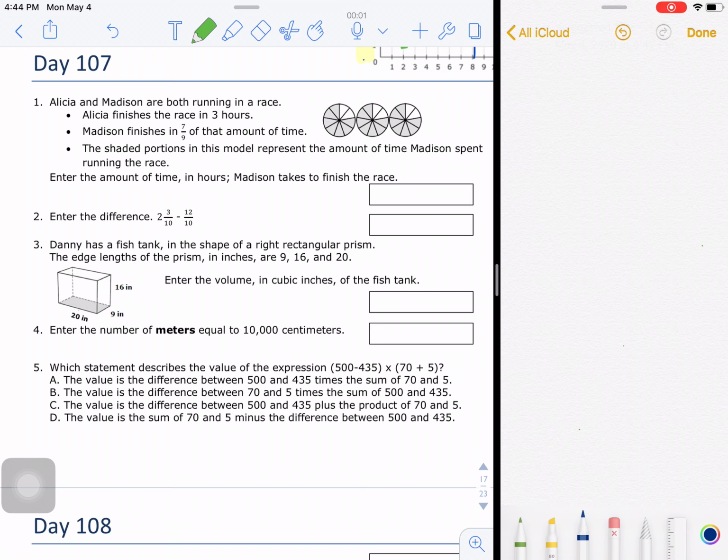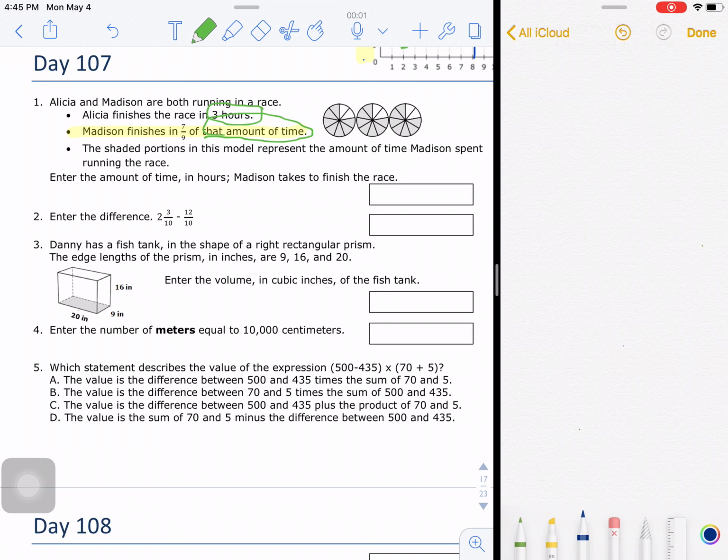So the first thing I want to point out here is this second sentence. We're supposed to find out how long Madison takes to run the race. And it tells us that she runs it in 7/9 of that amount of time. Well, what is that amount of time? It is 3 hours. It's the time that Alicia took.